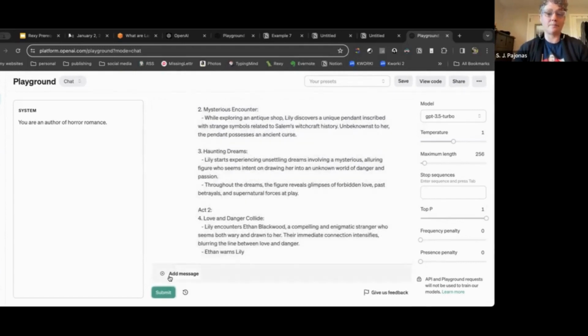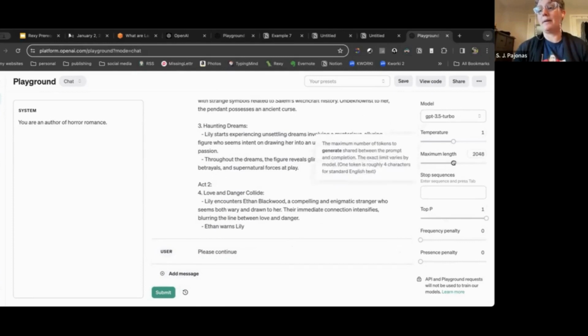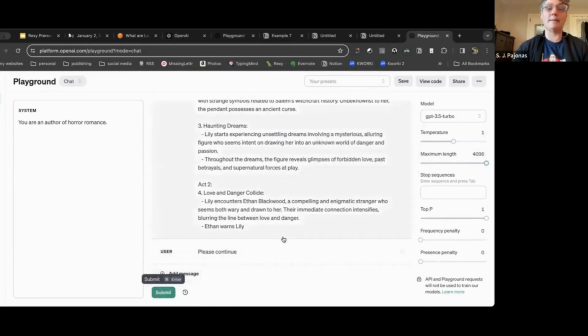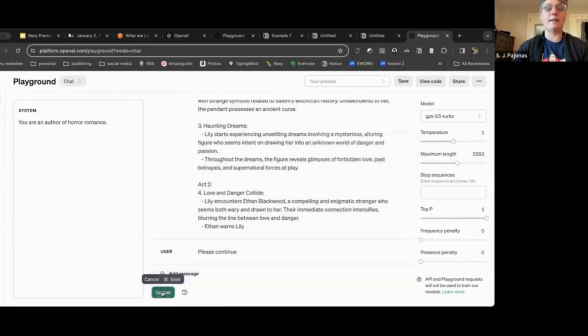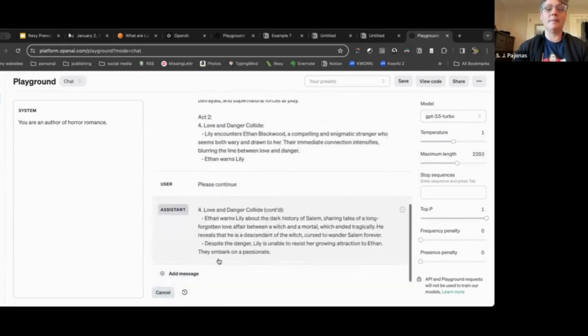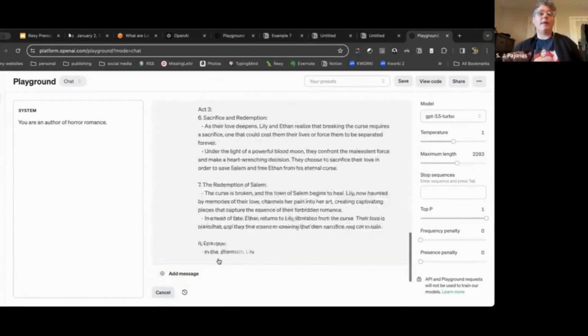Okay. I'm going to say, please continue. And I said I wasn't going to turn up any of these sliders, but I'm actually going to turn this all the way up so that we get more of a response. Okay. And yes, I'll turn it down. We'll talk about maximum length here in a second. Okay. So it's going to finish off where it left off. 3 acts.